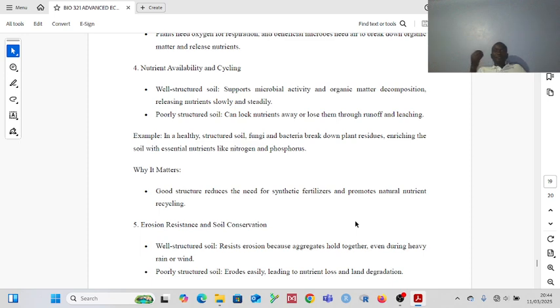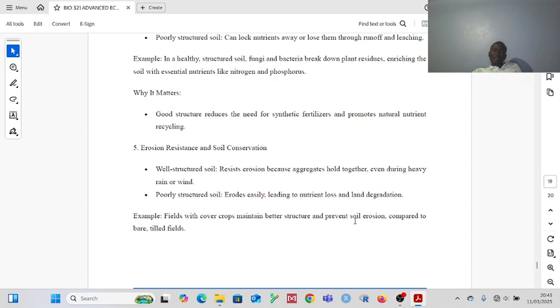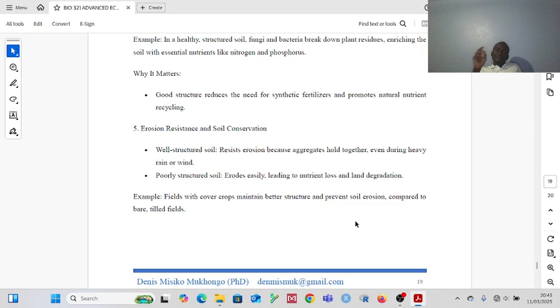If the soil is also poorly structured, for the case of sandy soil, the nutrients within the sandy soil can be swept away by the runoff. That's what we call leaching. Okay. Then erosion resistance. Well-structured soil will resist erosion. Okay. But poorly structured soil easily erodes away.